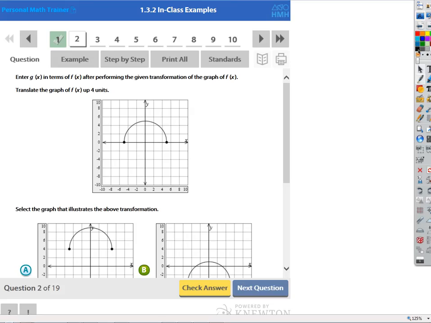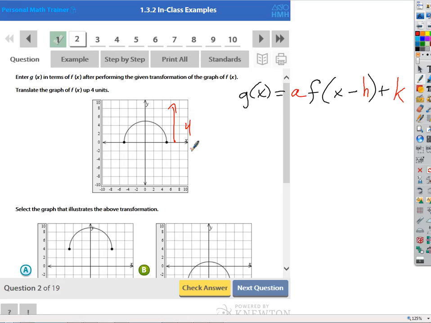So let's start off here. I'm not just going to give you the template this time. Without looking at your notes, what is our starting place? What's the whole template? g of x equals, good, a times f of x minus h, plus k. So we're trying to go up by 4.